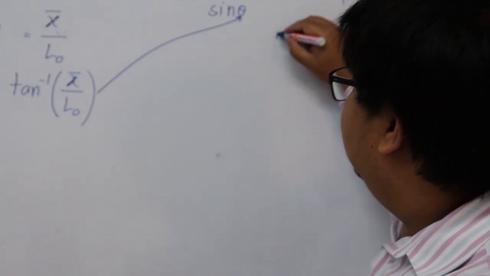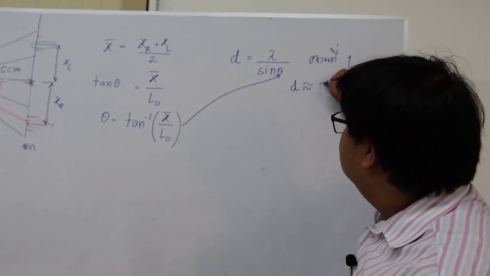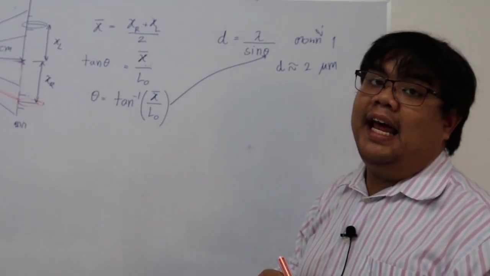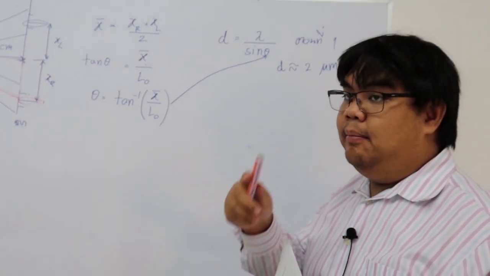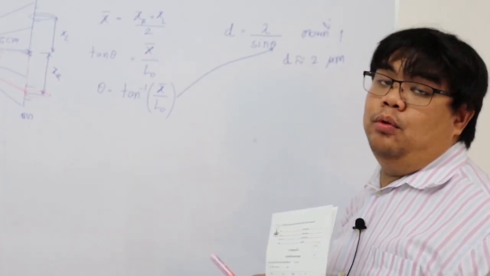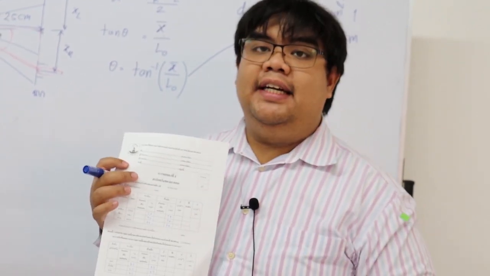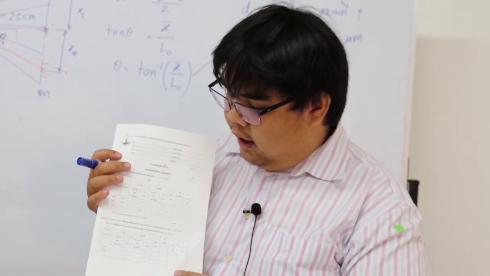D should be equal to 2 micron. When you do the calculation, be careful about the unit. This is the end of the first part.